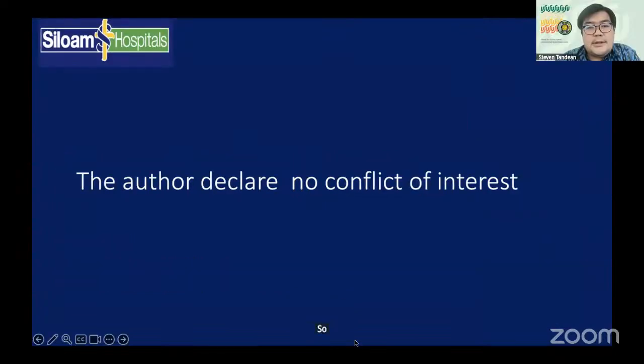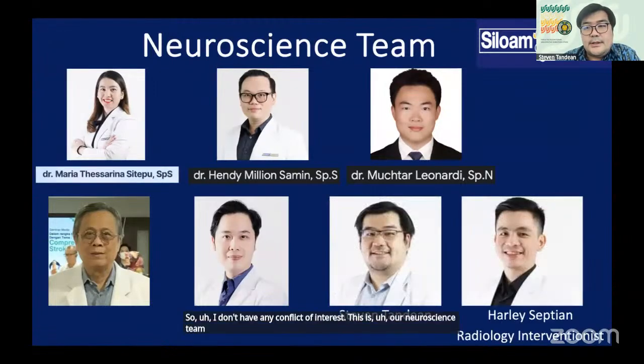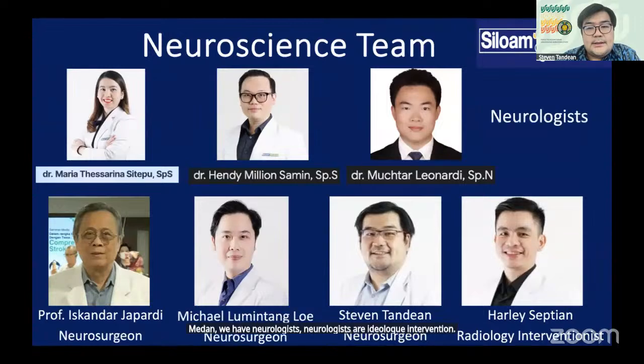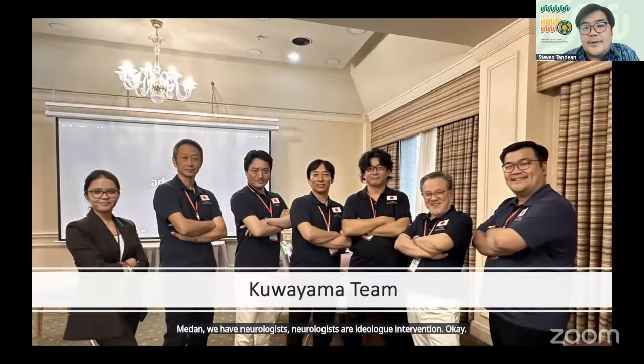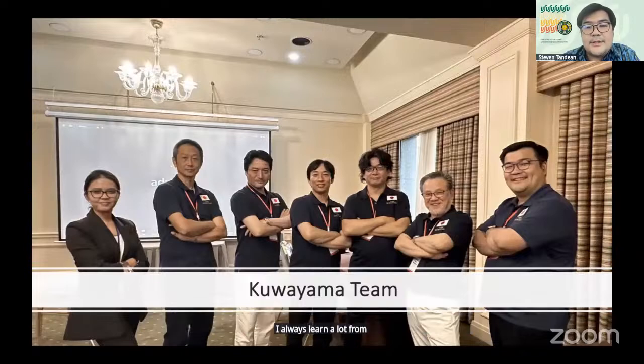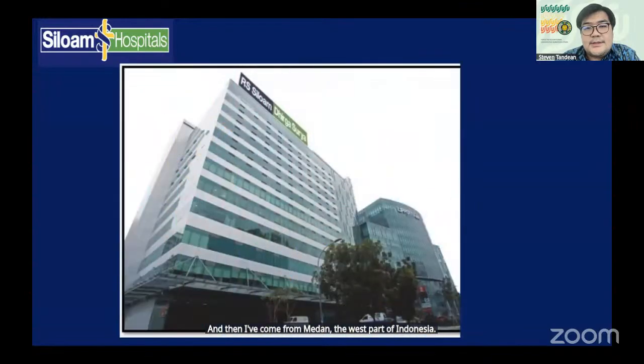I don't have any conflict of interest. This is our neuroscience team in Medan. We have neurologists, neurosurgeons, and also interventional radiologists. I'm also part of the Kuwayama team, and always learn a lot from Kuwayama sensei and the other members. I come from Medan, in the west part of Indonesia. This is my hospital.